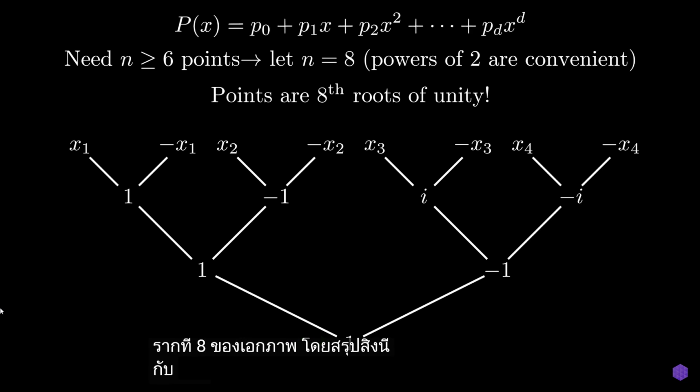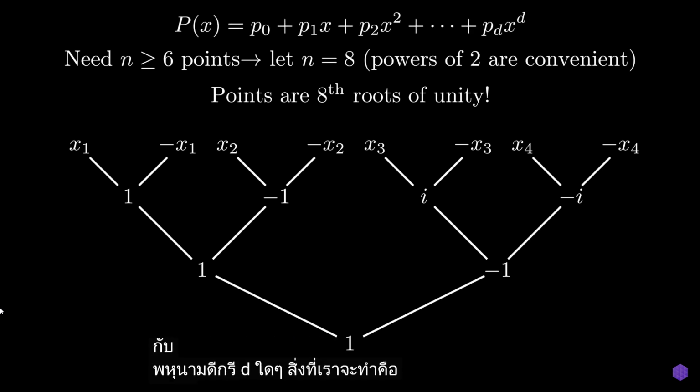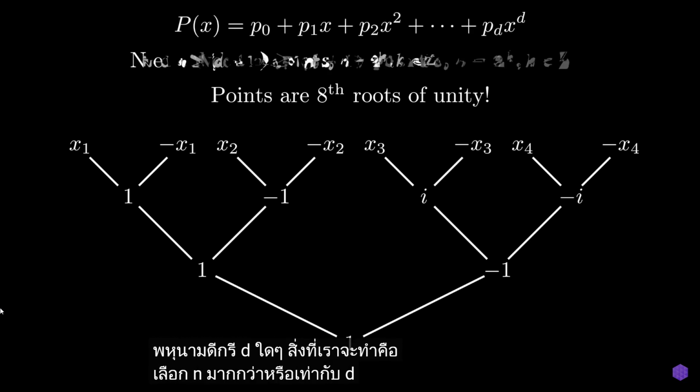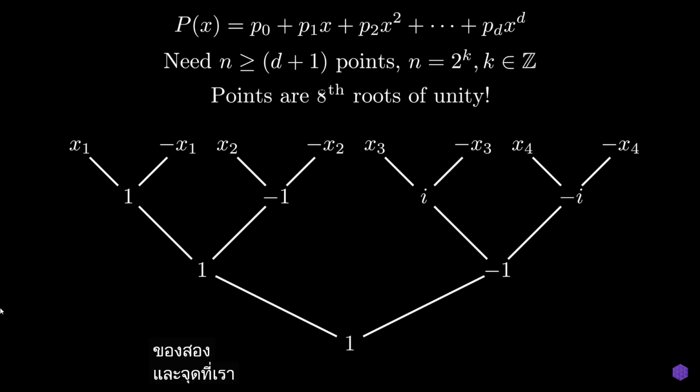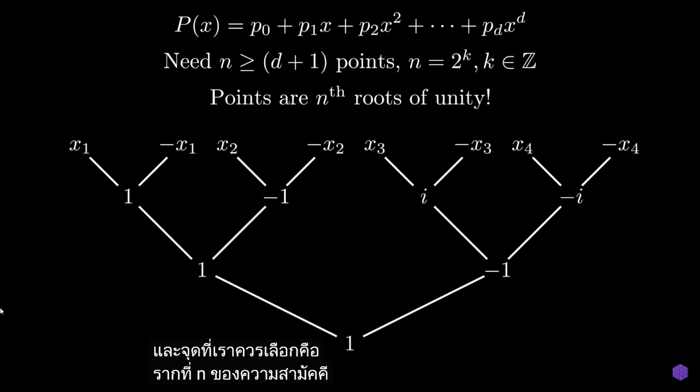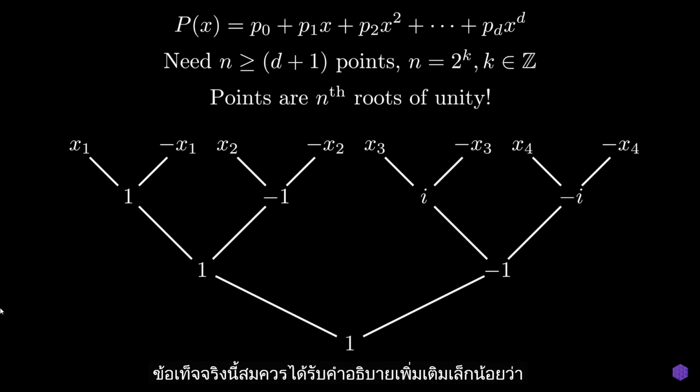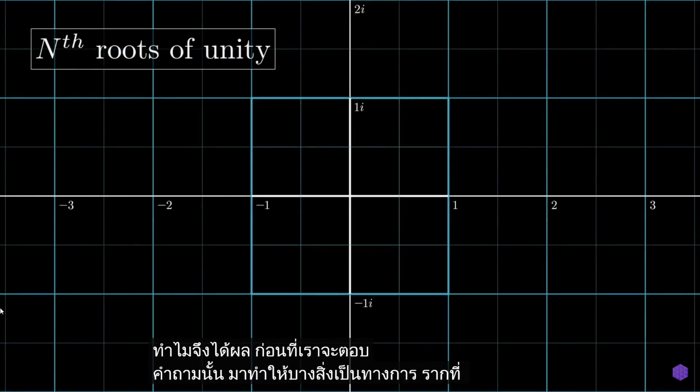Generalizing this to any d-degree polynomial, what we will do is pick n greater than or equal to d plus 1 points, such that n is a power of 2, and the points that we should choose are the nth roots of unity. This fact deserves a little bit more explanation. Why does this work? Before we answer that question, let's formalize a few things.